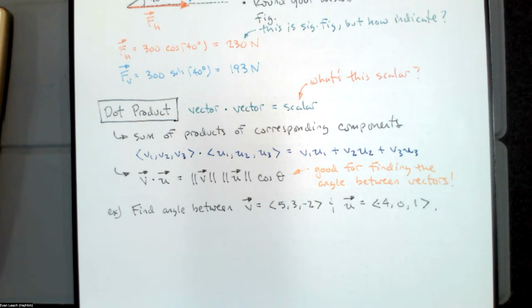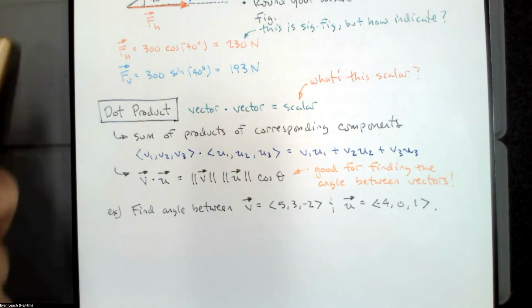Cosine inverse will give us an angle between 0 and 180. So that's good. We're not going to have to worry about this first and fourth quadrant business with sine. Cosine will tell us about the first and second quadrant. So much better. So let's start gathering our pieces.